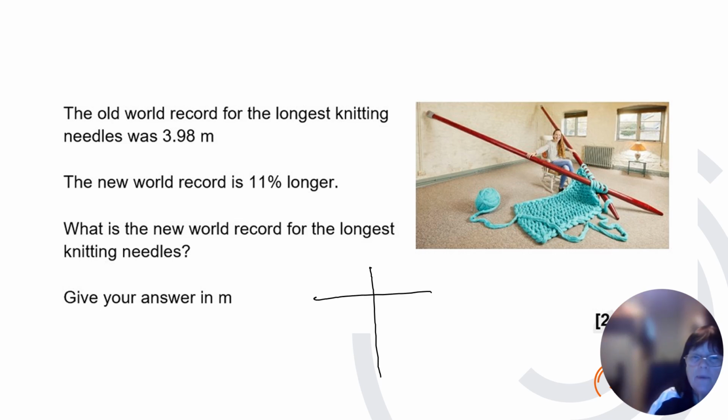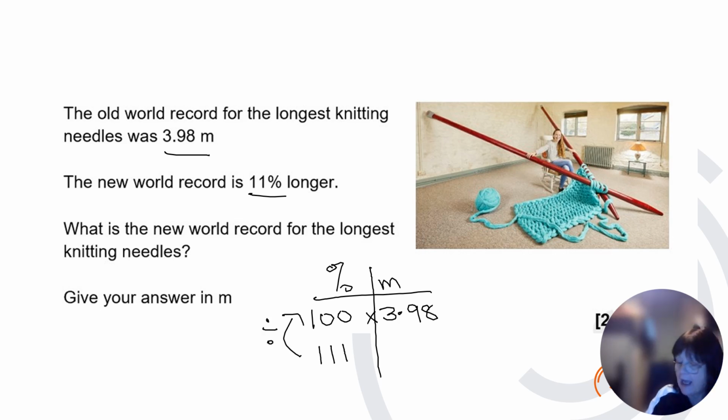So this time we've got percentage and we've got meters, okay? So we know that 100% was 3.98 meters. We've now got 11% more, so 111%, divide by the number above, multiply across, and you will end up with 4.4178 meters. That's one heck of a long knitting needle. How did you get on?